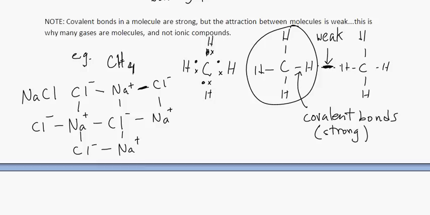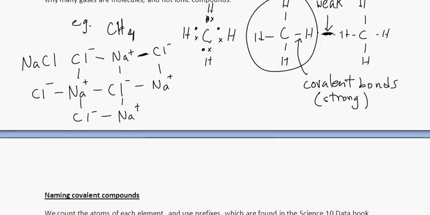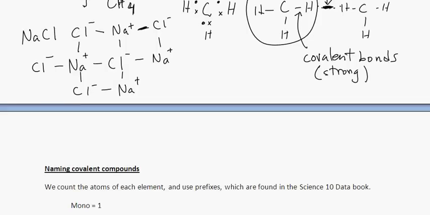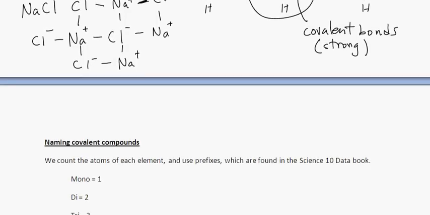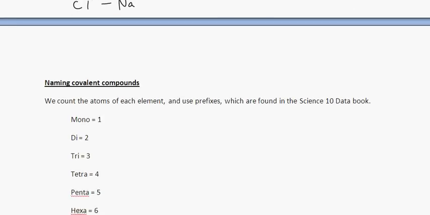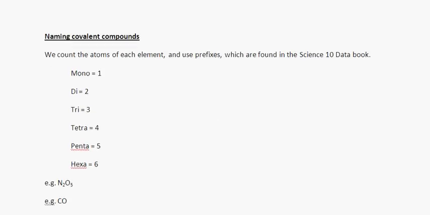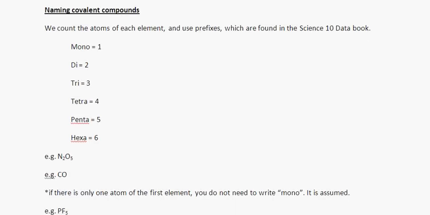Okay, in the next section of this, we're going to start looking at how to name covalent compounds. All right, we've learned how to do it for ionic compounds. I think you'll find covalent compounds is much easier. We're going to use the prefix system. These prefixes are found in your data booklet. You probably know some of these already, like mono equals 1 and di equals 2. If you can use your data booklet, you don't even have to memorize these prefixes. The only tricky part here is just recognizing that it is a covalent compound. Once you've done that, it's easy.